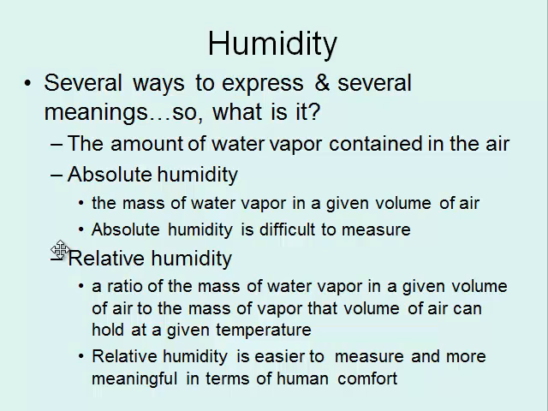There's two things you can measure. Your book might call these slightly different things besides absolute humidity and relative humidity. Absolute humidity is the mass of water vapor in a given volume of air. This is very difficult to measure, however, so you don't usually see it reported on weather websites or in the news. What you do see is relative humidity, and this is a ratio of the mass of water vapor in a given volume of air to the mass of the vapor that volume of air can hold at a given temperature.